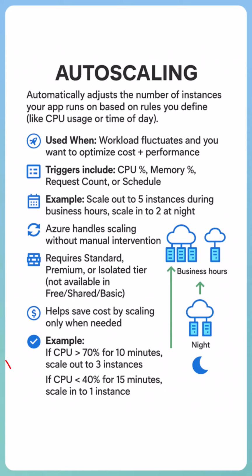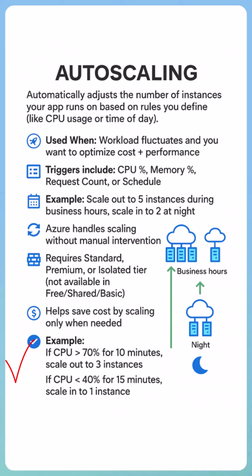Autoscaling is configured based on autoscale rules. An example of an autoscale rule is if the CPU percentage is greater than 70% continuously for 10 minutes, then we can scale out to 3 instances. That's an example of a scale out rule.